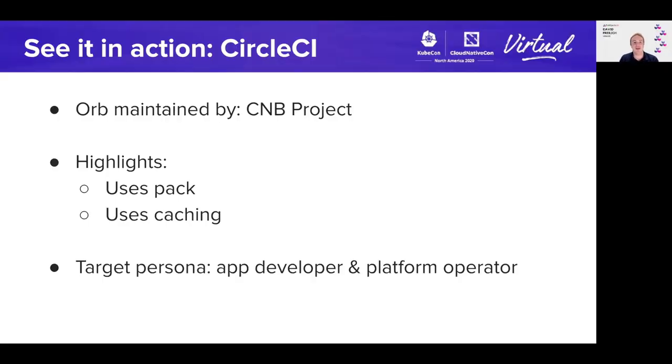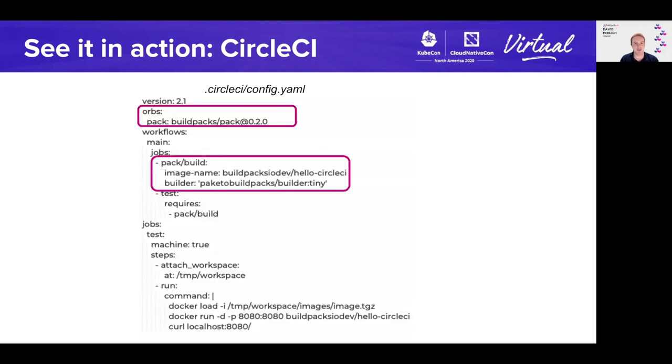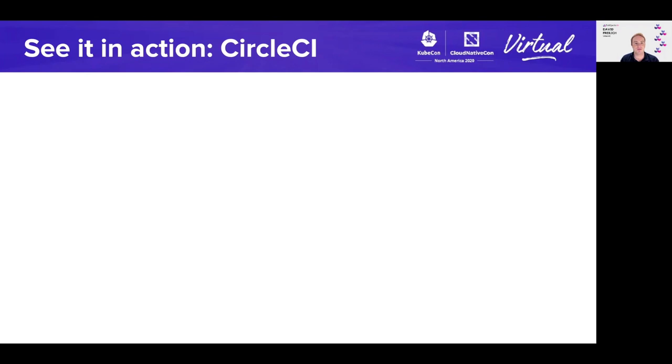Thanks for that, Natalie. CircleCI is a continuous integration and delivery platform. The CNB project maintains an integration called an orb, which allows users to utilize pack inside their pipeline. It also takes advantage of caching to keep information from previous builds and speed up future builds. You may already be using CircleCI. To use the CNB integration, all you need to do is declare that you're using the buildpacks pack orb, and then utilize it in your workflow. As mentioned, caching is enabled by default to allow for faster builds. You can also note that we're using the Paketo project build packs in this case.